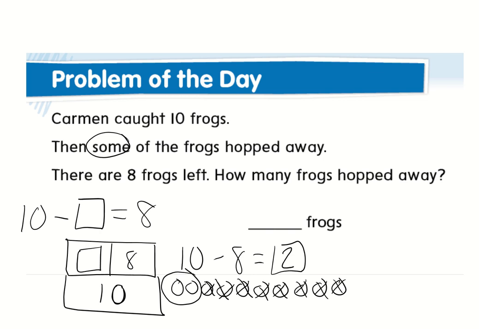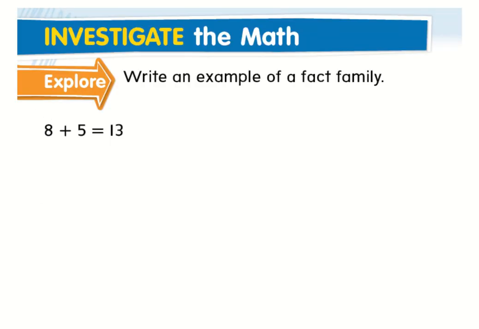So if I put 2 into this part right here, I know that 10 minus 8 equals 2. So that also means that 10 minus 2 is going to equal 8. So the frogs that hopped away were actually 2 of them. Boom. All right, so let's start working on our examples of a fact family.